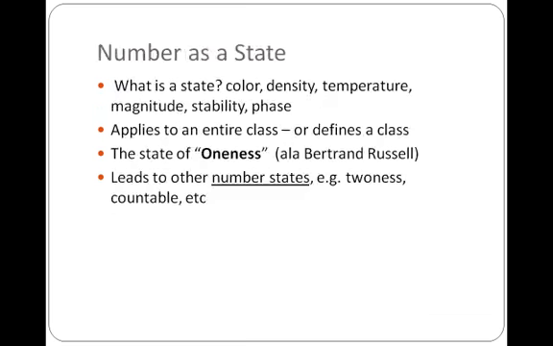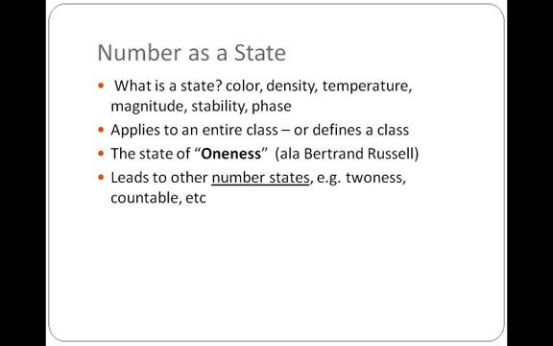The next item on the agenda is number as a state. Well, what's a state? You got to get that down. Well, there's color, that's a state, density, temperature, magnitude, stability, and phase, and many, many more. I'm sure you can think of many states of objects in our universe.